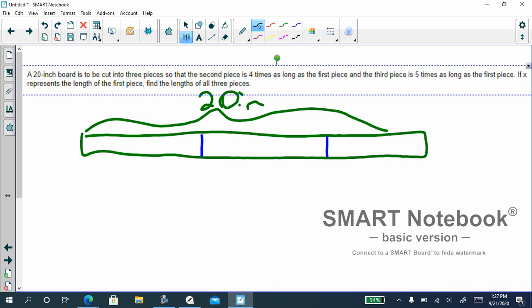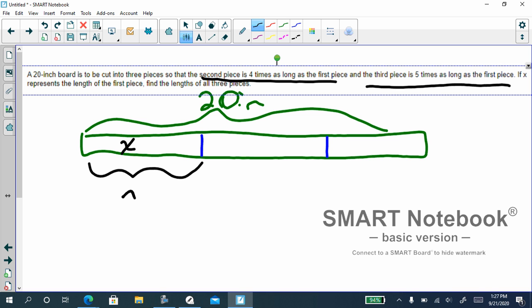So it says the second piece is 4 times as long as the first. The third piece, so let me underline this, the third piece is 5 times as long as the first. They say let X represent the first board. So if this length is X, the first board, the second one is 4 times as long. 4 times means 4 multiplied by the length of the first. Well, the length of the first, we don't know how long it is, so we call it X.